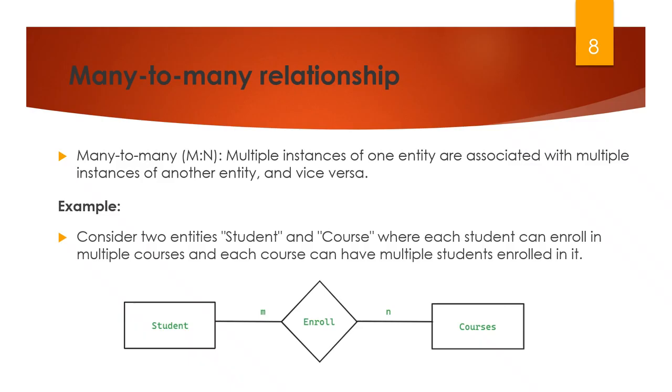Let's talk about the last relationship type, that is many-to-many relationship. Multiple instances of one entity are associated with multiple instances of another entity and vice versa. For example, consider two entities, student and course, where each student can enroll in multiple courses and each course can have multiple students enrolled in it. This is an example for many-to-many relationship.